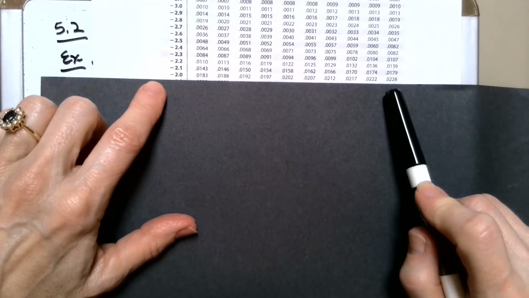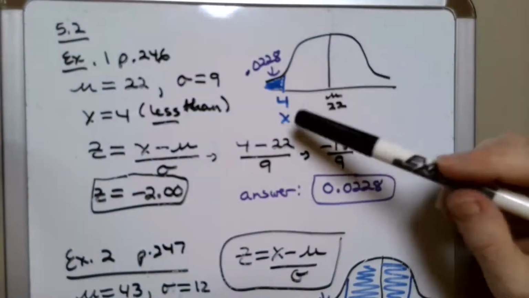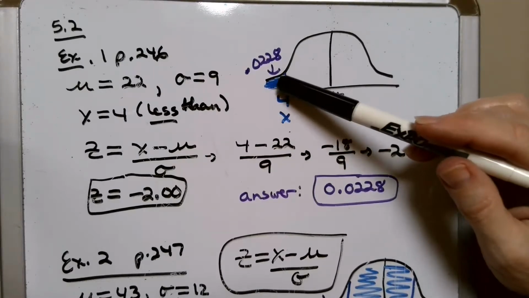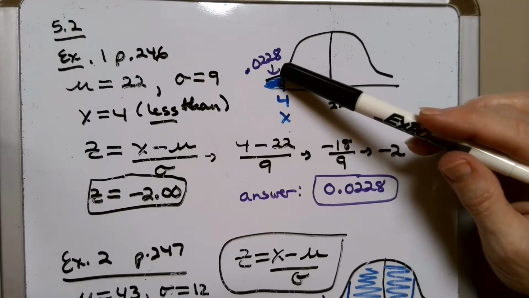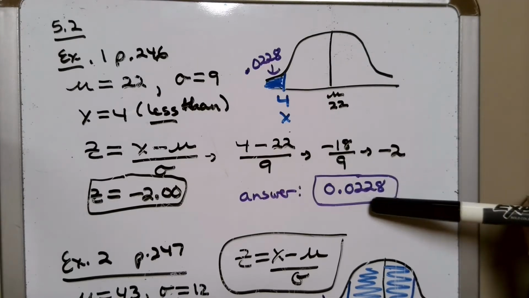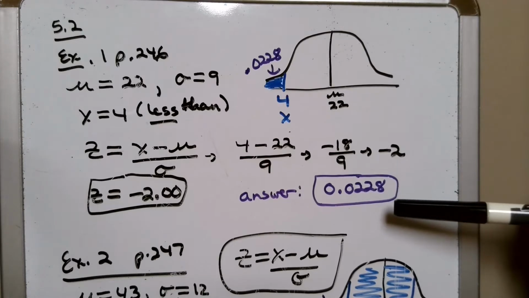And that is always the area to the left of whatever you're looking up, as the picture shows. So if I go back to my picture, I wanted the area to the left. The area to the left that I've shaded, we looked up, was 0.0228, and that's my answer. That's the probability that a randomly selected college student would be working less than 4 hours per week. 0.0228, a little more than 2%, which is unusual. Anything less than 5% is considered unlikely or unusual.